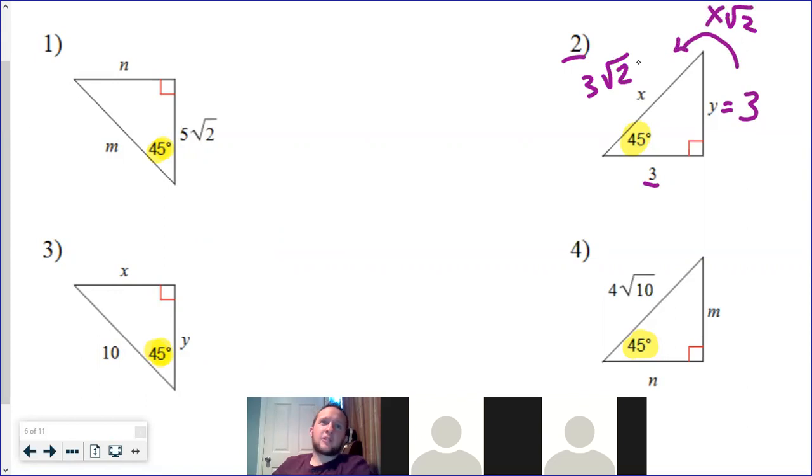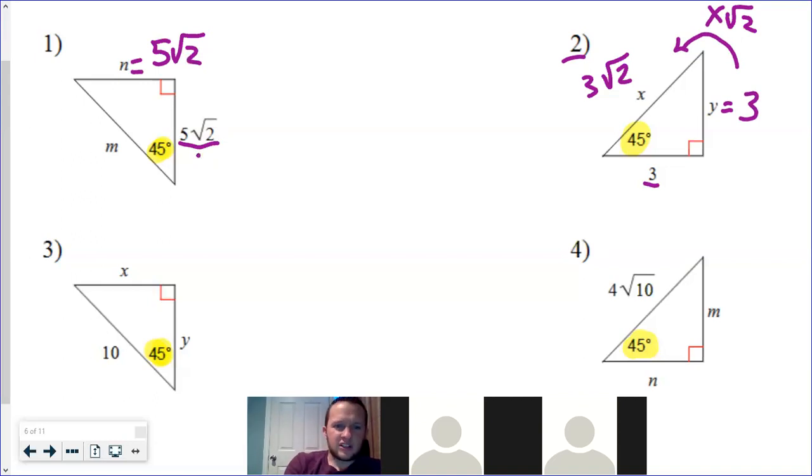Now, this is when people are like, yeah, but it's going to get harder. Well, maybe a little, but not too much, okay? For example, let's go to number 1 now. If one of the legs is 5 square roots of 2, well, then the other leg is 5 square roots of 2.